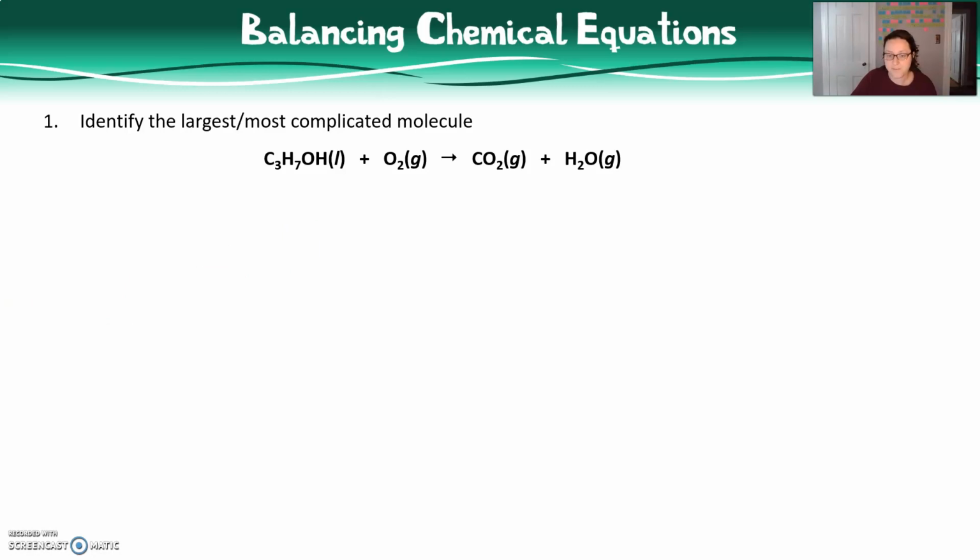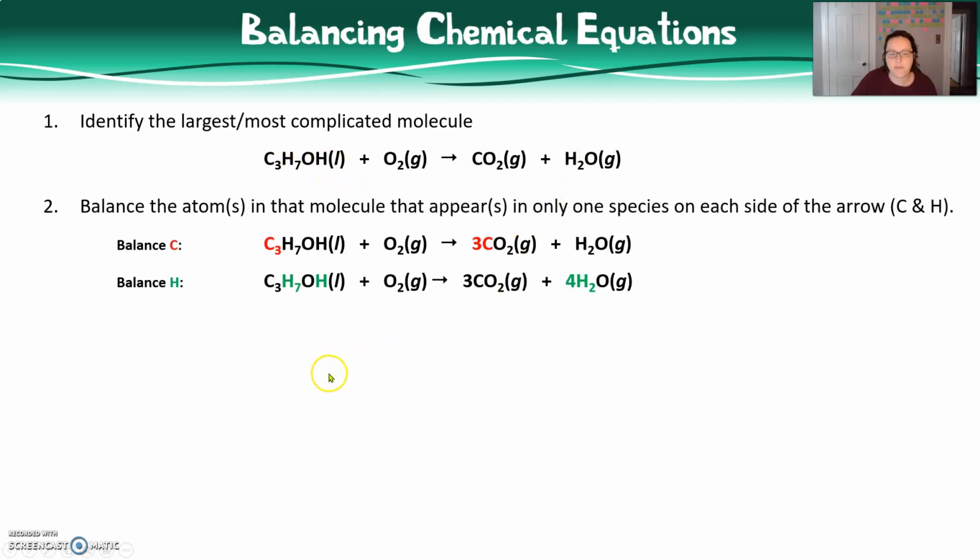Ready to review? To balance the combustion reaction for liquid propanol, start by identifying the largest or most complicated molecule in the reaction. In this case, the propanol reactant, or C3H7OH. Next, balance the atoms in the molecule that appear in only one species on both the reactants and product side. In this case, carbon and hydrogen.